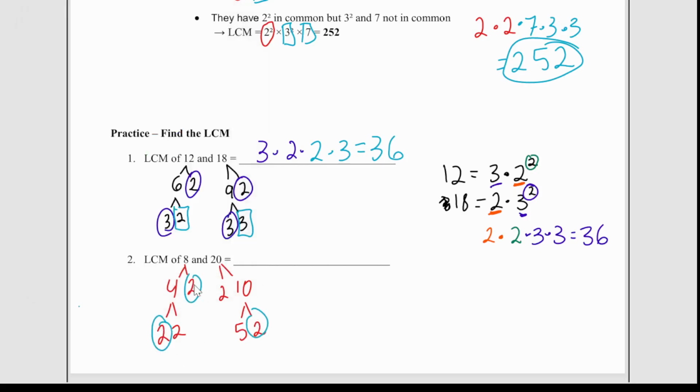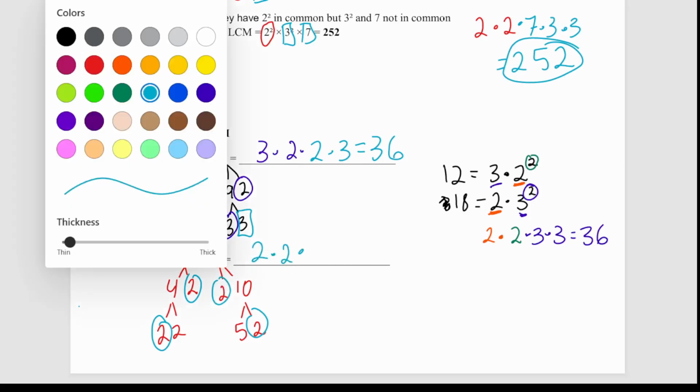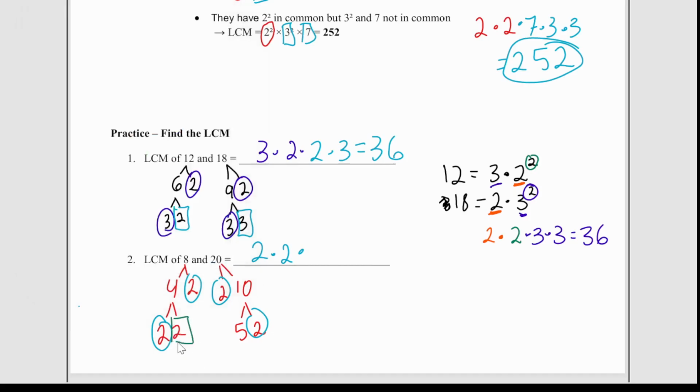They've got two 2's in common, so I'm going to list off two 2's. What do they not have in common? They've got an extra 2 over here and an extra 5 over here. So this ends up equaling 40 is the least common multiple between 8 and 20.